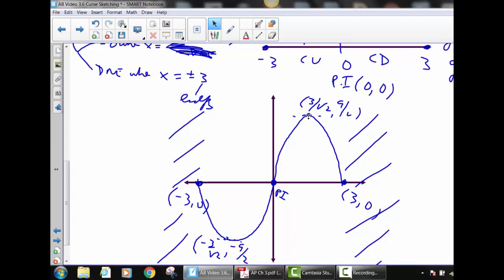Here's your min, your max. We had a point of inflection at 0, 0. It's decreasing concave up, increasing concave up, increasing concave down, decreasing concave down, and there's nothing over here.